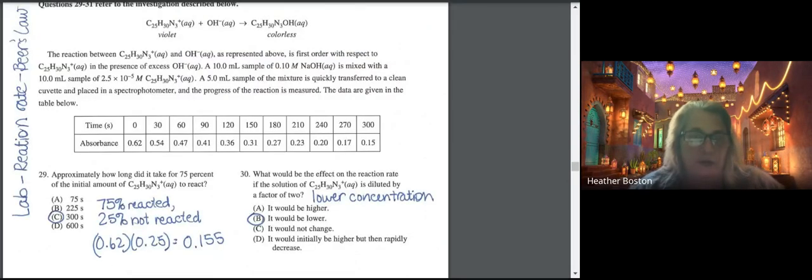Okay, this is a Beer's Law question. It says, how long did it take for 75% of the initial amount to react? So if 75% reacted, that means 25% is non-reacted. So 25% will still remain as the reactant. 25% of 0.62 is going to be 0.155. So that's going to be closest to 300 seconds.